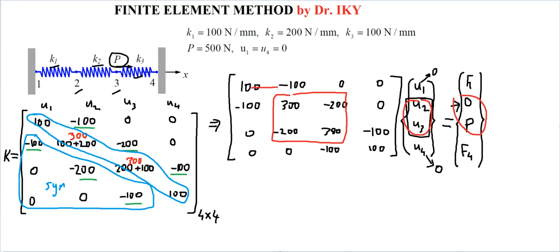Why? Because this one belongs to F1. I don't want to find F1. Why? Because I already know U1 is 0. I don't want to find F1 because of that. And I don't know the value of F1 initially. You can say it comes from the statics equations, but the computer doesn't have any idea about it. It is your mechanics knowledge.